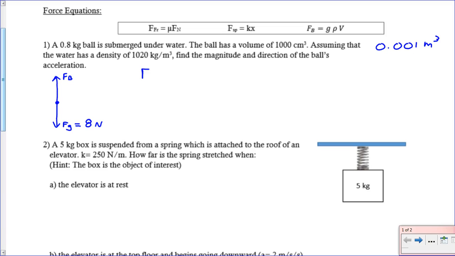So we know that we've got 0.001 meters cubed in the end, and we can now calculate our buoyant force. It's equal to the gravitational constant, which is 10, times the density of the fluid, which is 1,020 kilograms per meter cubed, times the volume in meters cubed, which is 0.001. You multiply those things together, you get 10.2. So that means our buoyant force is 10.2 newtons.